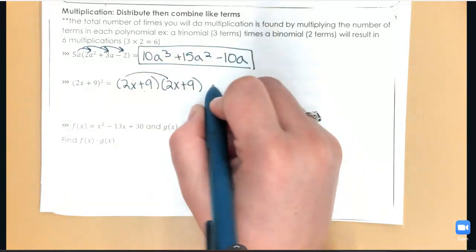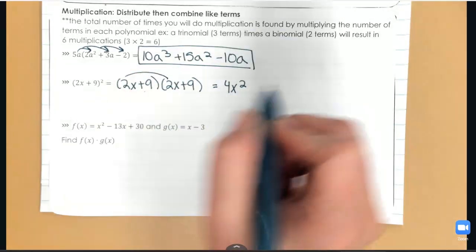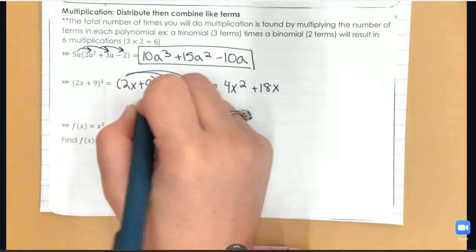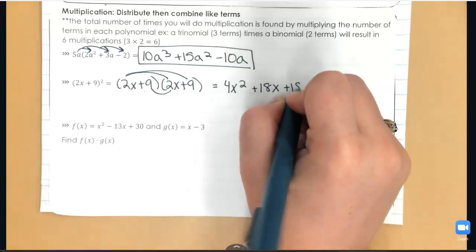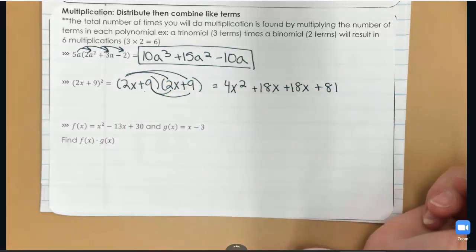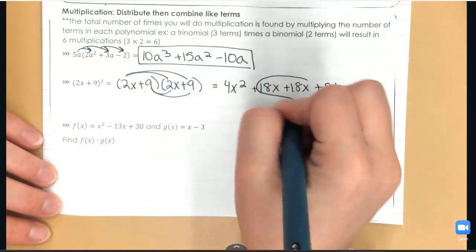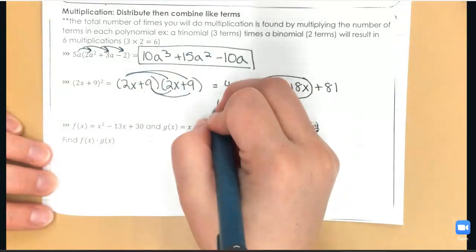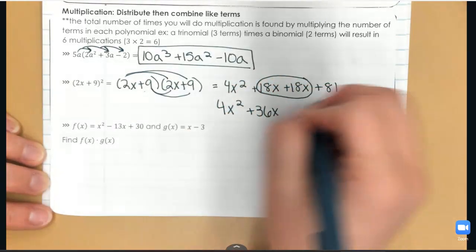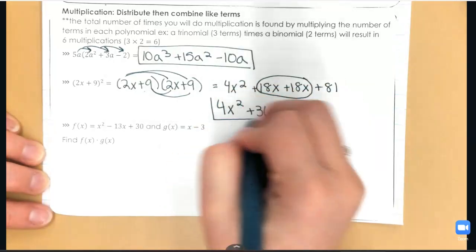So 2x and 2x gives me 4x squared. 2x and 9 gives me 18x. 9 and 2x also gives me 18x. And then 9 times 9 gives me 81. The only like terms here I can combine are the 18x and the 18x. So our final result will be 4x squared plus 36x plus 81.